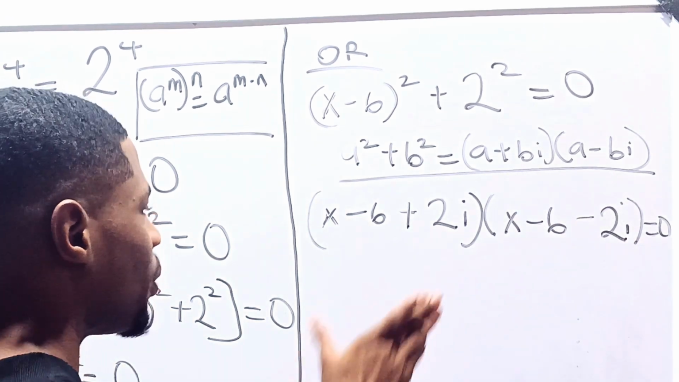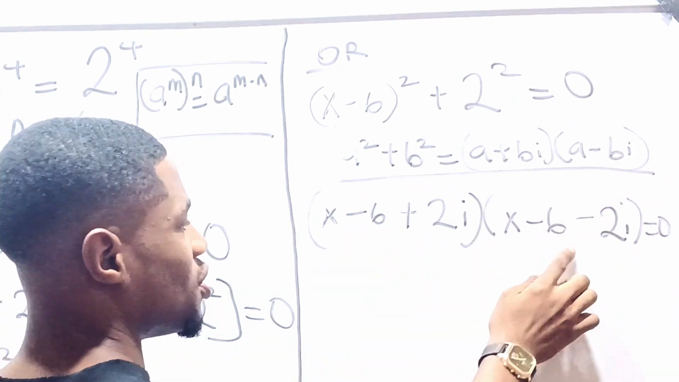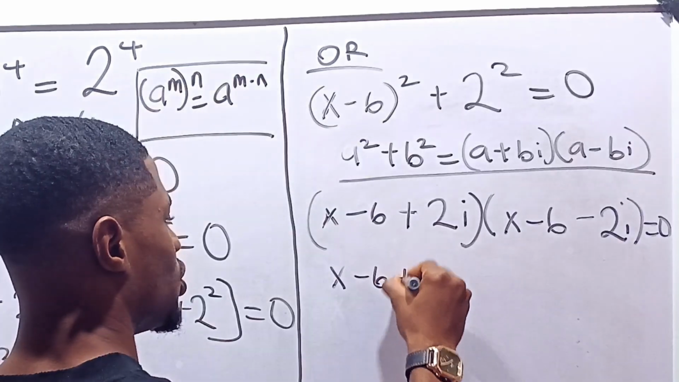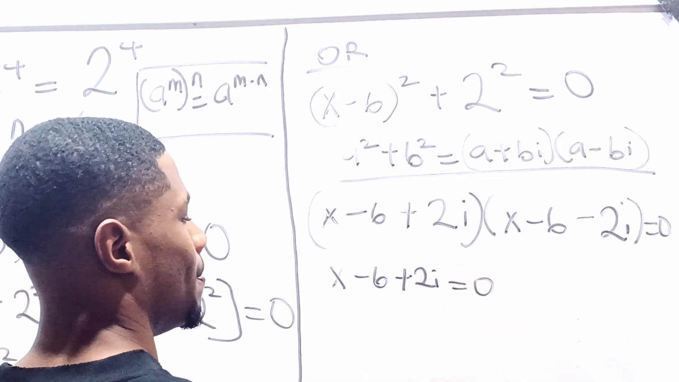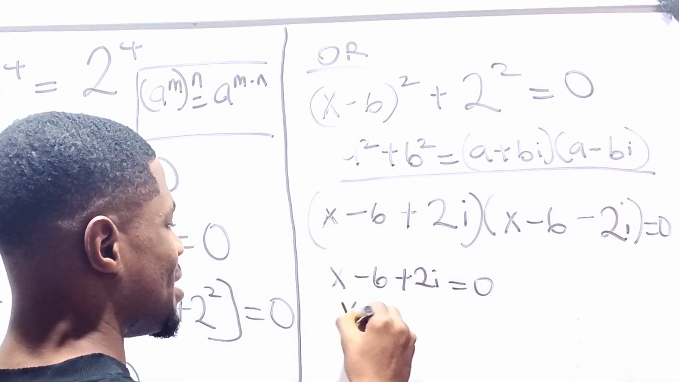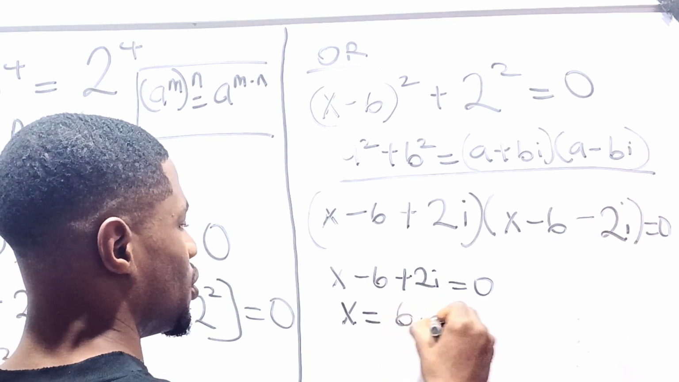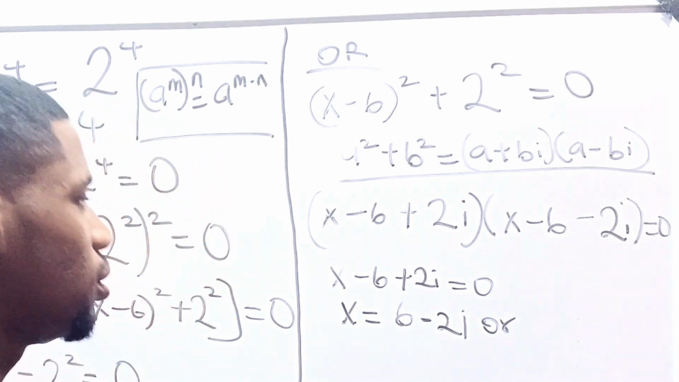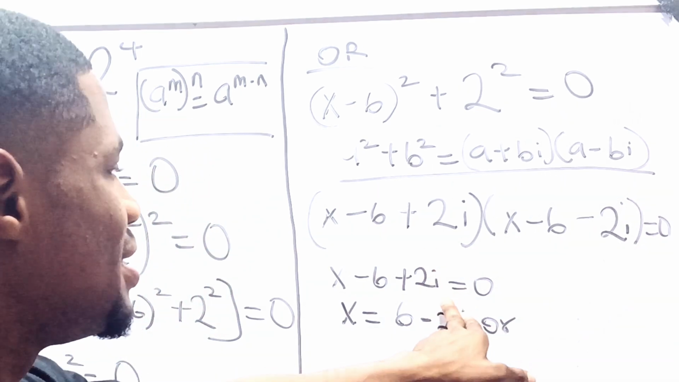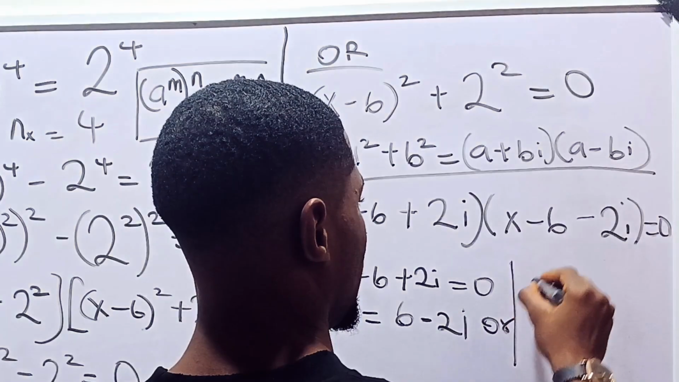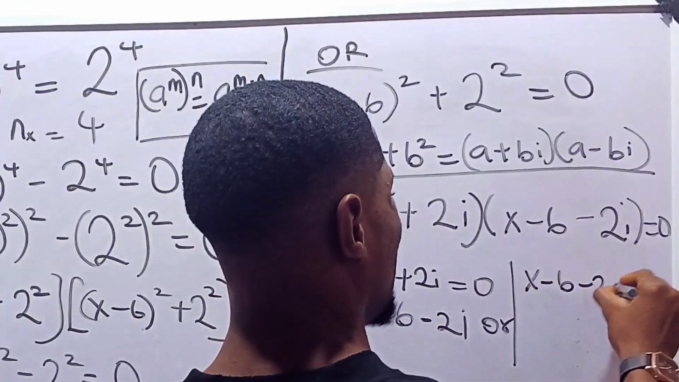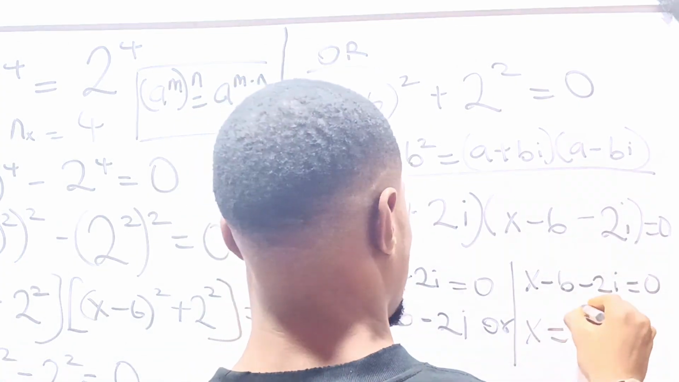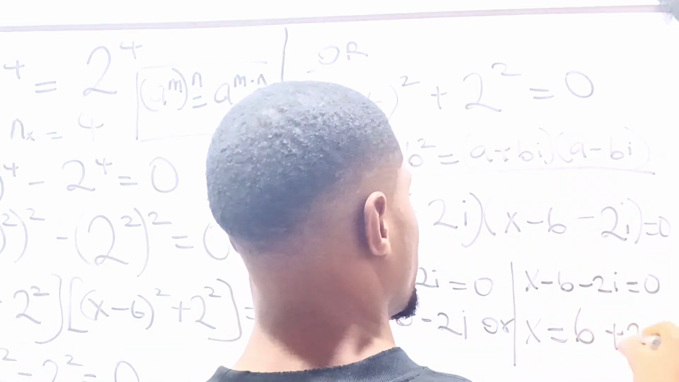Now the next thing to say is that when the product of two things is equal to 0, either the first one is equal to 0 or the second one is equal to 0. So it's either that x − 6 + 2i is equal to 0, and from here x is equal to 6 − 2i. Or, for the other side, x − 6 − 2i is equal to 0. From here we have that x is equal to 6 + 2i.